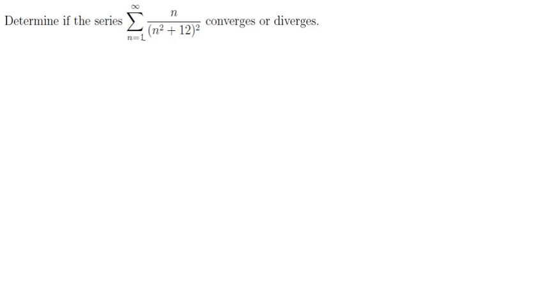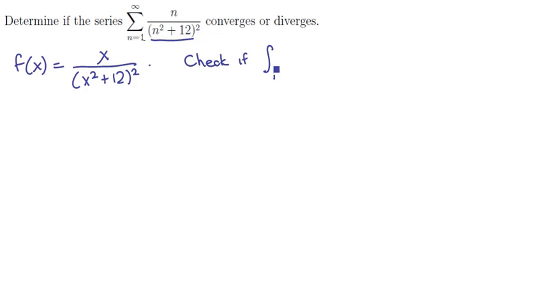Determine if the series, the summation n going from 1 to infinity of n over (n squared plus 12) quantity squared converges or diverges. Now notice that the terms themselves have an underlying function. f of x equals x over (x squared plus 12) quantity squared is a completely reasonable function. And so we could go and check if the integral from 1 to infinity of the underlying function converges.